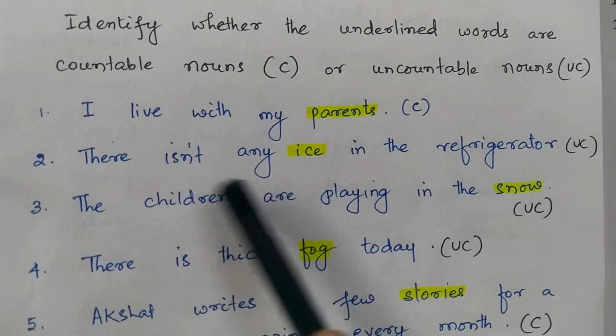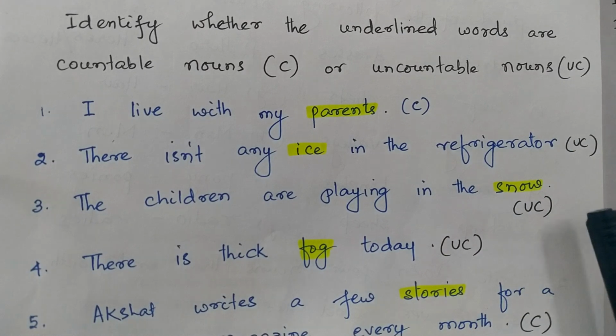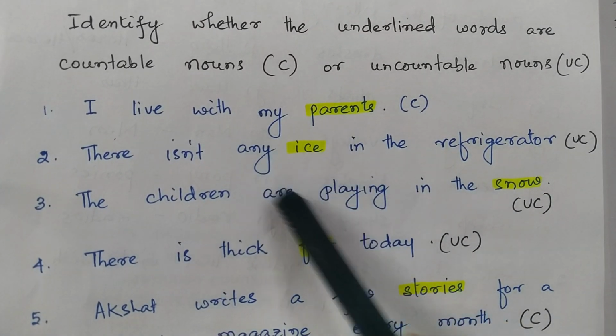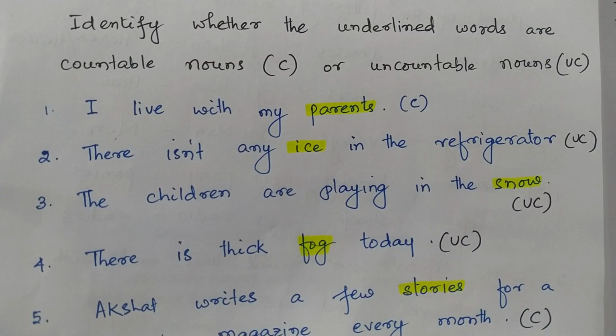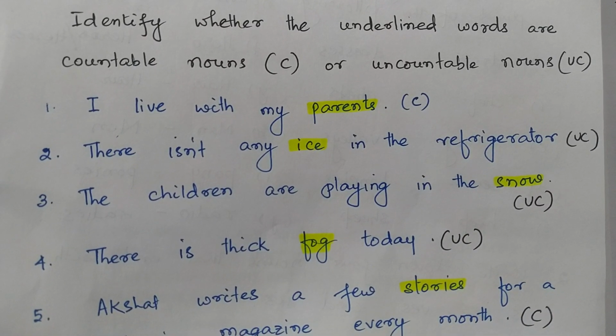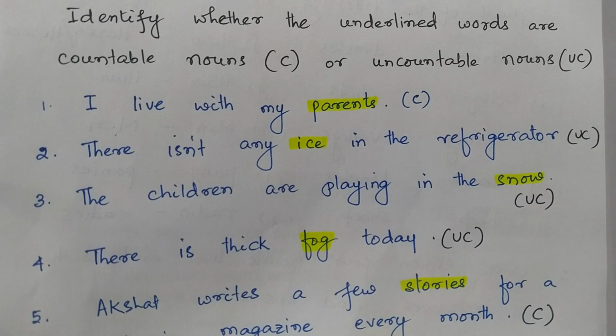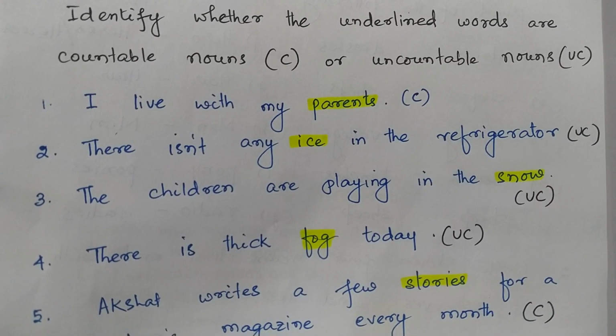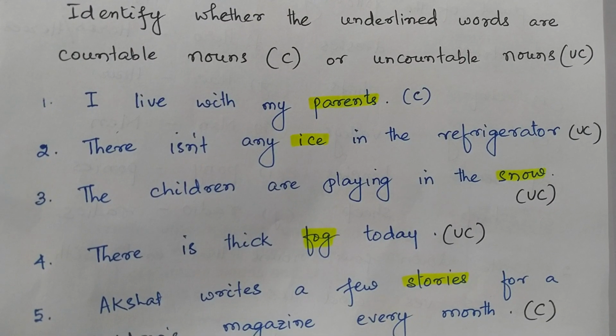Number 2. There isn't any ice in the refrigerator. Ice is the noun here, which is uncountable, because I can count the number of cubes of ice, but I cannot count how much ice is there. I can say give me 5 cubes of ice, but I can also say give me some ice.